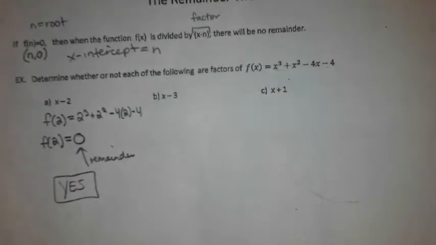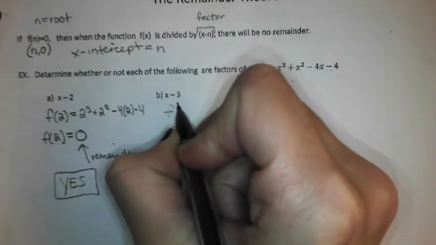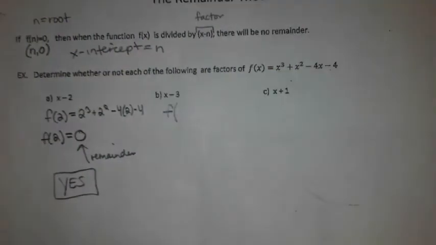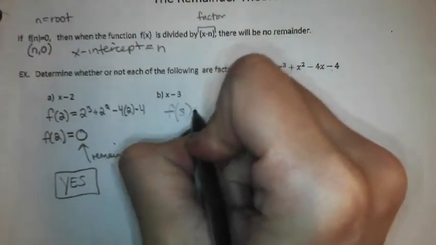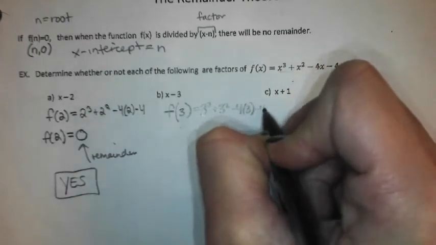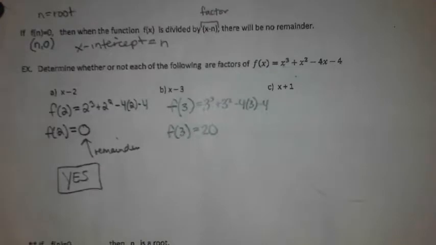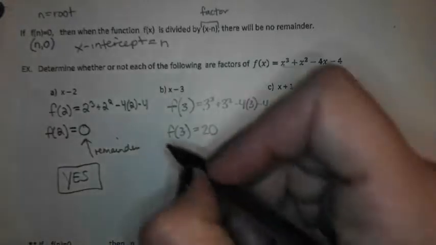So this is why I'm doing it this way, to help that sink in. For this one, I'm going to check f of what, Maddie? F of 3. 3 cubed plus 3 squared minus 4 times 3 minus 4. Bo already did it. What'd you get, Bo? 20. So if I had done long division, the remainder should be 20. That's where it's kind of a checking mechanism, too. The remainder should be 20. So is it a factor?